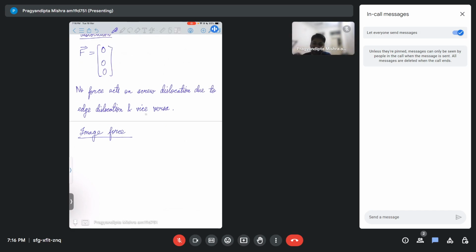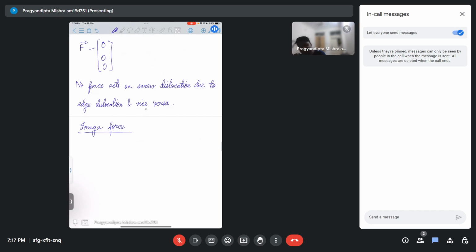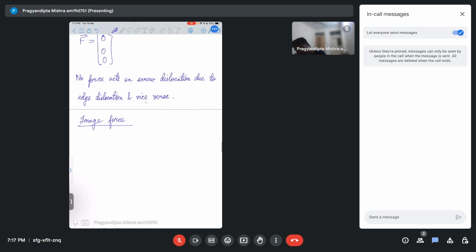Why we are talking about image force is because supposedly you have a dislocation near a surface. What will happen is that the dislocation will go out and leave the surface. Okay, it will go outside the surface and just leave it. Why that is the case is because a dislocation does not want to sit near a surface. It wants to move out, free itself of the energy that is associated with the surface.